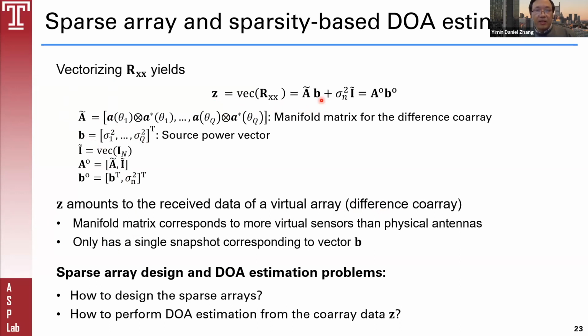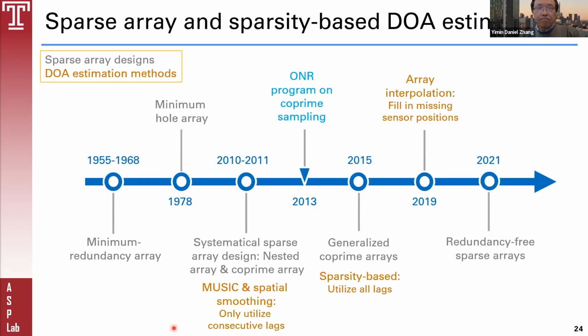Okay, so now the problem is how should we design the sparse array and how should we perform DOA estimation from this kind of co-array data? So actually, sparse arrays and sparsity-based estimation are now really popular. If you look at the timeline, in the 1950s and 1960s, the concept of the so-called minimum redundancy array was developed, followed by the minimum hole array in the 1970s. Then a significant breakthrough was made by the Caltech group to develop systematic sparse array designs represented by the nested array and the coprime array, around 2010, and they used the MUSIC and spatial smoothing methods.